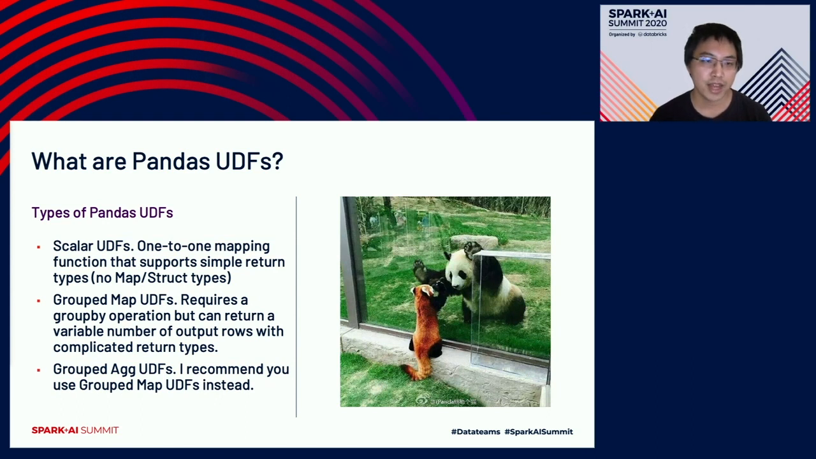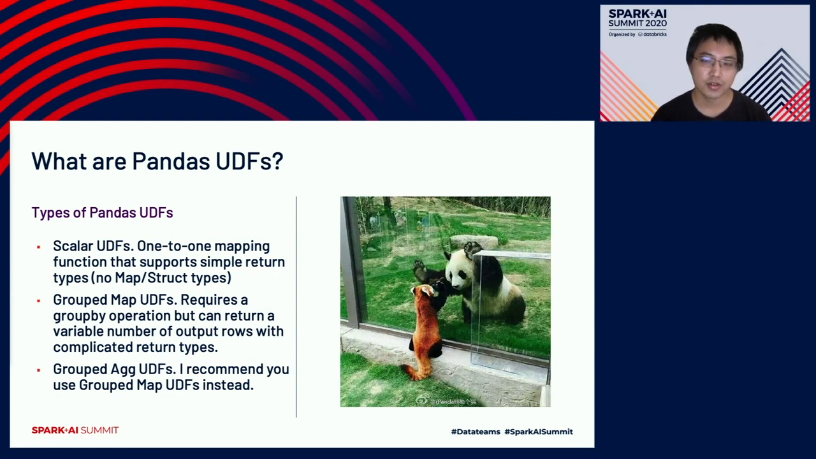There are two main types of Pandas UDFs. The first is scalar UDFs, which are one-to-one mapping functions that support simple return types. So if you use map or struct types in Spark SQL, you cannot use those with scalar UDFs. Then there are group map UDFs. These do require a group by operation, which usually means you need to sort or shuffle your data. But in return, you can return a variable number of output rows with more complicated return types. So again, you can return map or struct types in a group map UDF.